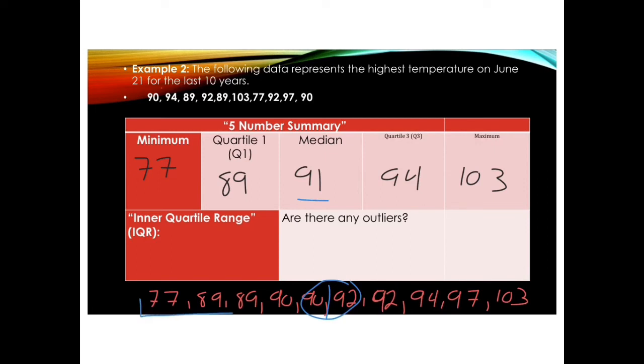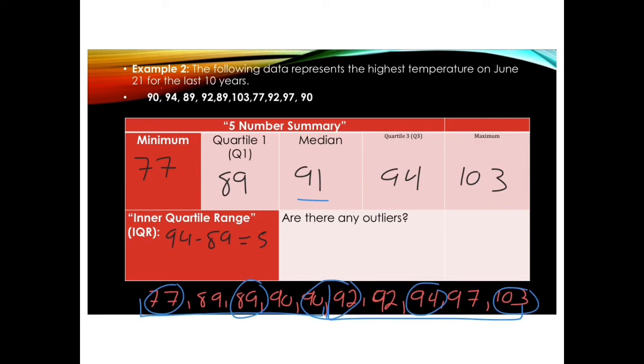We then have two portions. We have the lower portion, and we have the upper portion. The median of the lower portion is exactly our 89. The median of your upper portion is exactly 94, and then we have the minimum, and we have the maximum. What we're going to do now is use our quartiles. We're going to use Q1 and Q3 to calculate our IQR, which means we're going to get 94 minus 89, which is 5. We're going to take that value, and again, we're going to multiply it by 1.5 and then add it to Q3 and subtract it from Q1.